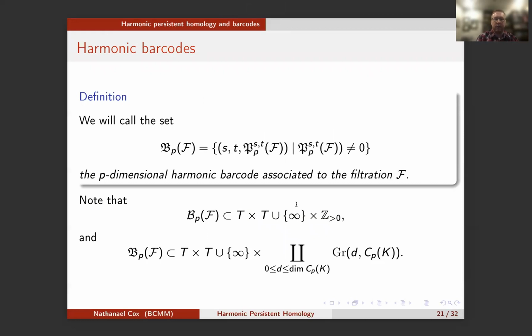And then the harmonic barcode captures similar information to the regular barcode, birth time, death time, but this time, instead of capturing just the dimension, we actually record the whole subspace, so that the harmonic barcode is going to be contained in the indexing set with the disjoint union of Grassmannians, as opposed to just the positive integers.